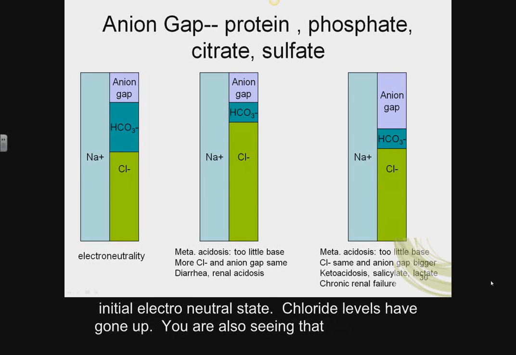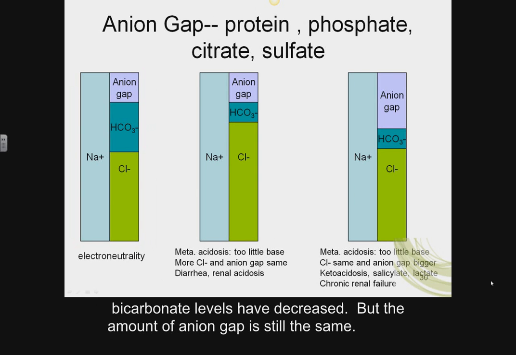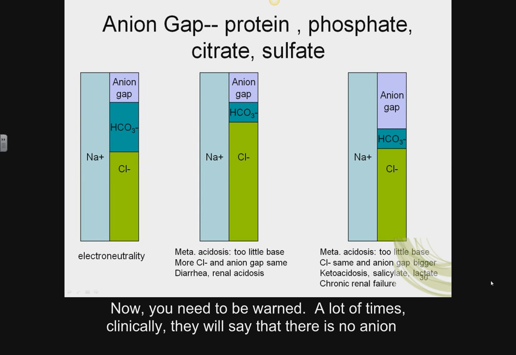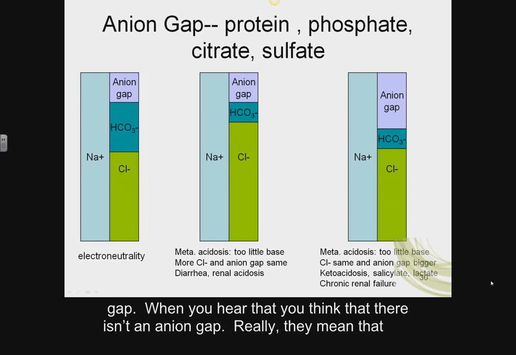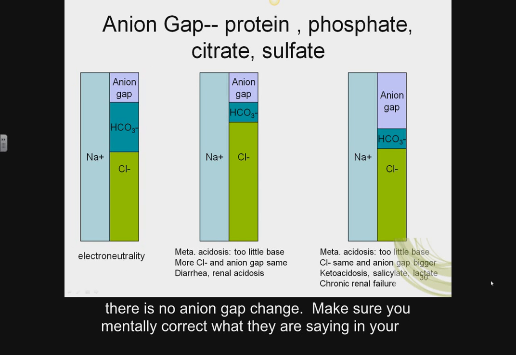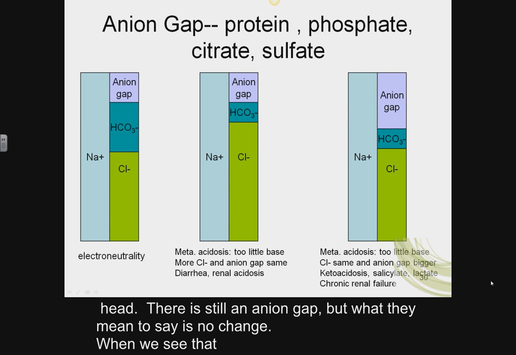Now you need to be warned. A lot of times, clinically, they will say that there is, quote, no anion gap. When you hear that, you might tend to think that there isn't an anion gap. Really, what they mean is that there is no anion gap change. Make sure you mentally correct what they are saying in your head. There is still an anion gap, but what they mean to say is no change. When they say no anion gap, it means no change.